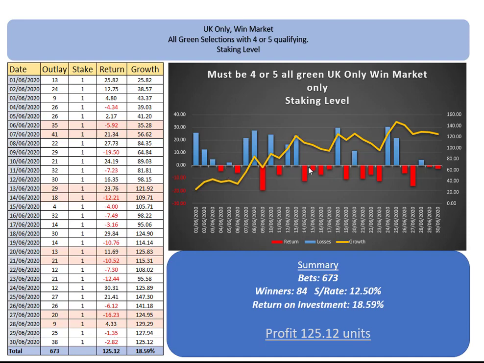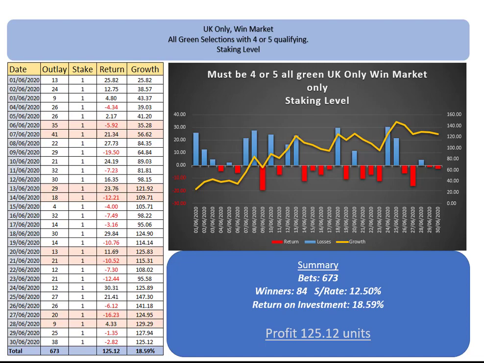And you can see that the reds are the losing days, obviously, and the blues are the winning days. And the mustard line is our bank growth as we go through. So that is using 4 races that only have 4 or 5 horses qualifying. So if it had 3 horses qualifying, it's not considered in these results.